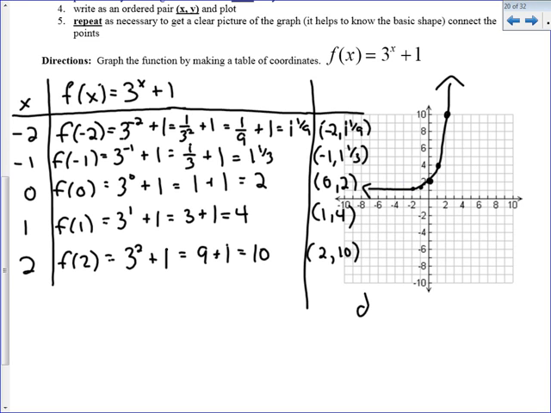So domain for this graph we know. -infinity to positive infinity. How about the range? What value do I start at? 1. Not including 1. Never get there, so use a parenthesis. And then up to infinity. Questions?